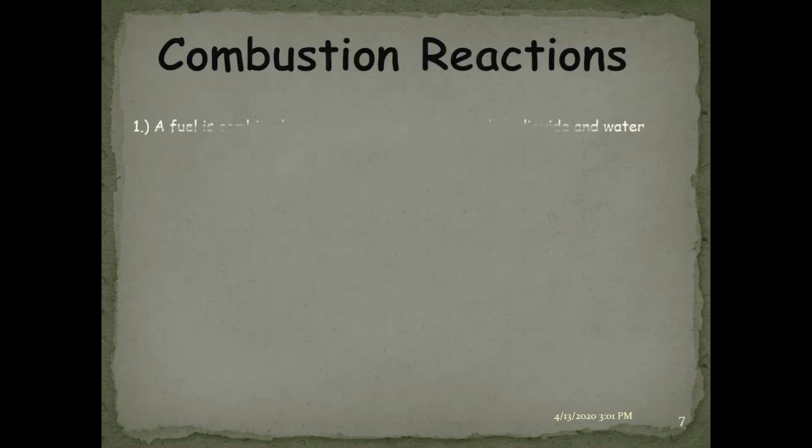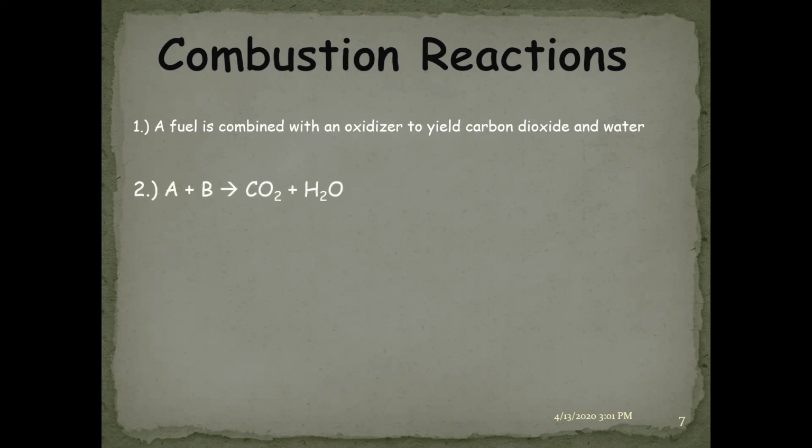Our last type of reaction we're going to take a look at is combustion. Combustion is when something explodes and burns off. Here's where you have some kind of fuel combined with oxygen, and it's going to yield carbon dioxide and H2O. So you'll see here, my letters look slightly different. I have A plus B. A is my fuel, plus B is my oxygen, is going to yield carbon dioxide, which is CO2, and H2O.